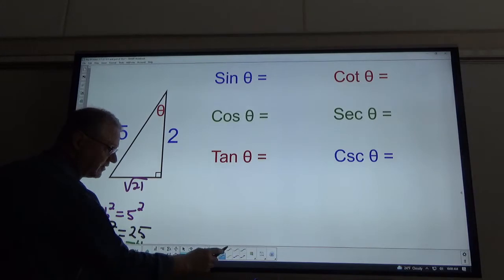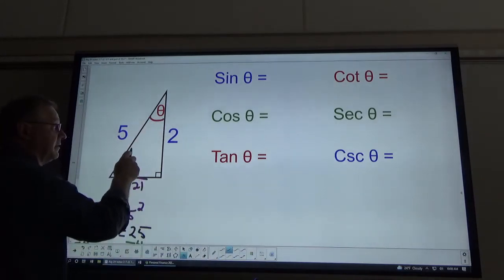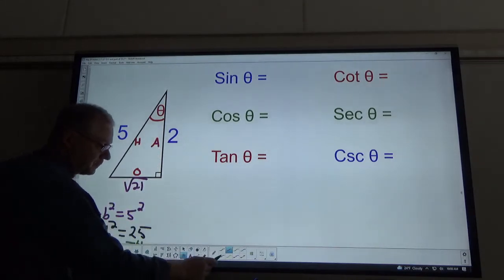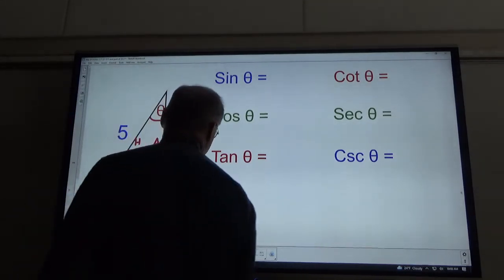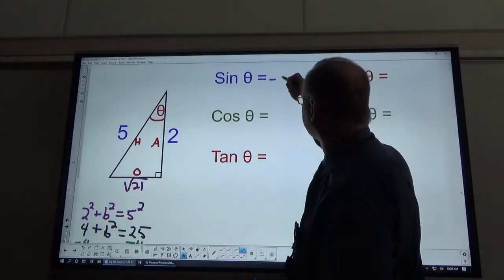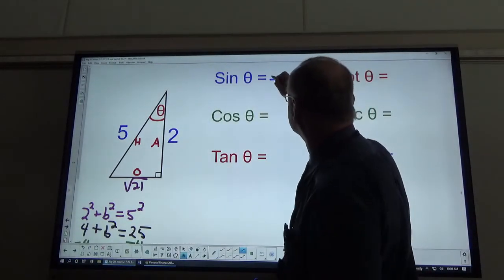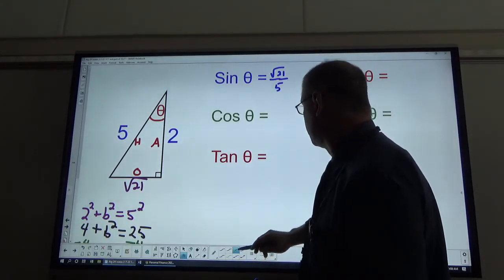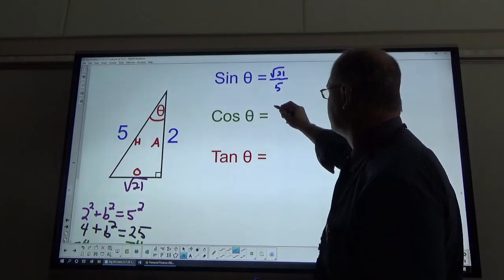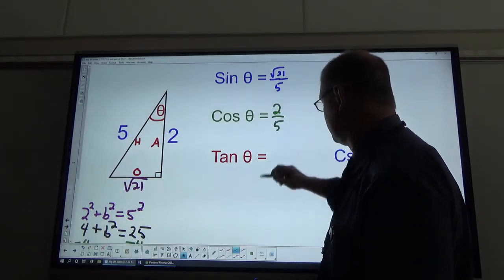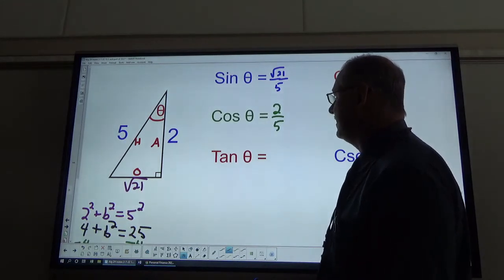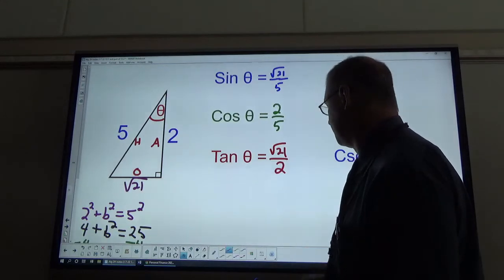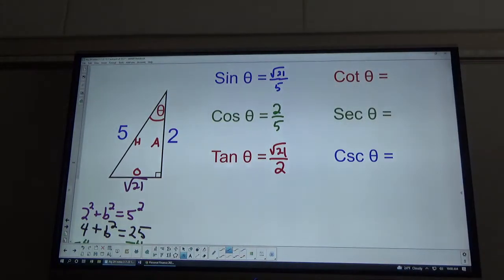And just a reminder for you, if this is theta, this is the hypotenuse, opposite, adjacent. All right. Sine, opposite over hypotenuse. Cosine, adjacent over hypotenuse. And tangent is opposite over adjacent. Well, that went pretty smoothly.